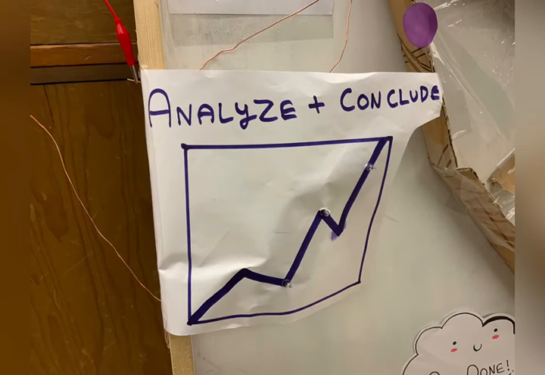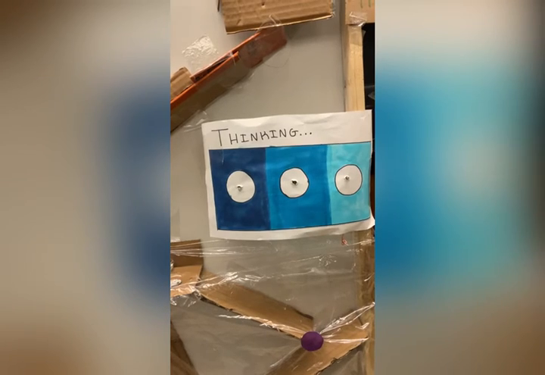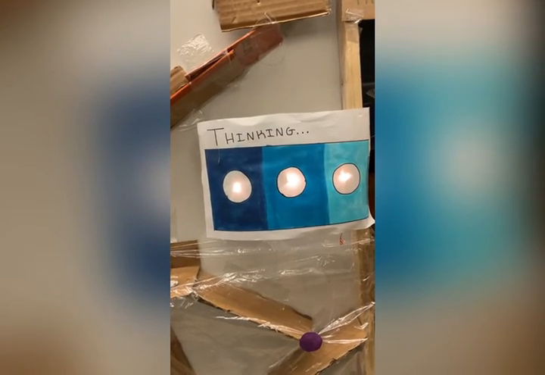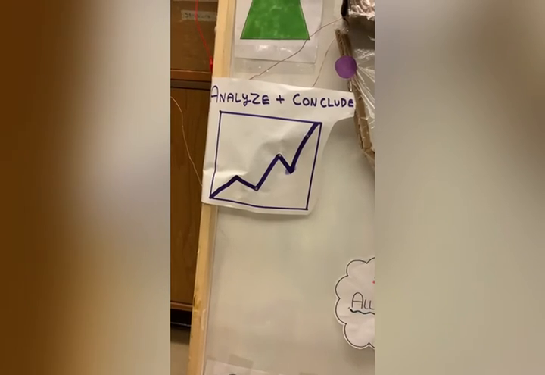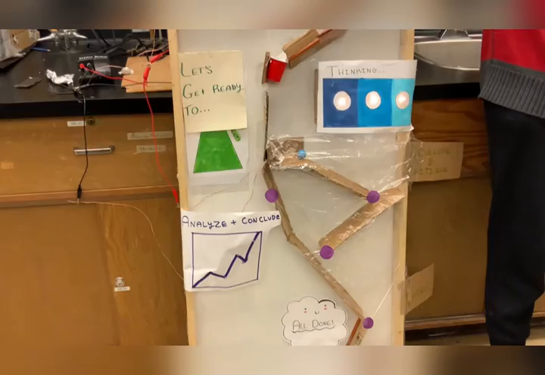Analysis is where you collect and review all the data that was produced from the experiment. We represent this through our 2 circuits, one parallel and one series. The parallel circuit is the thinking diagram, and the series is the one with the analyze and conclude diagram.